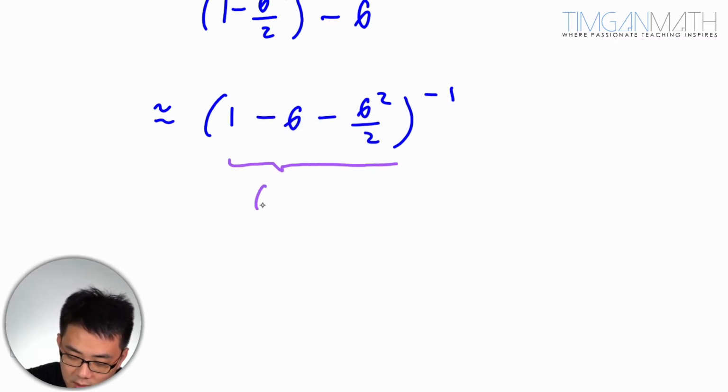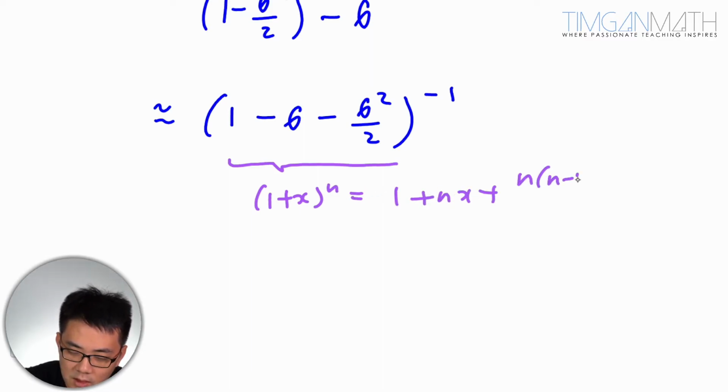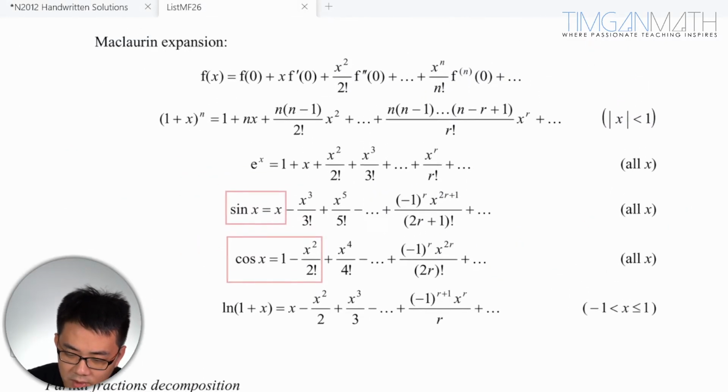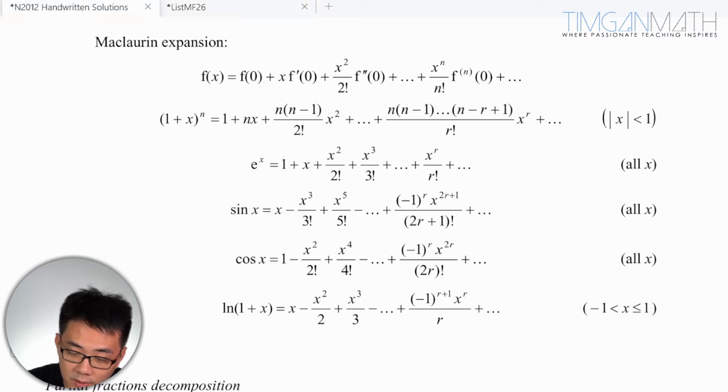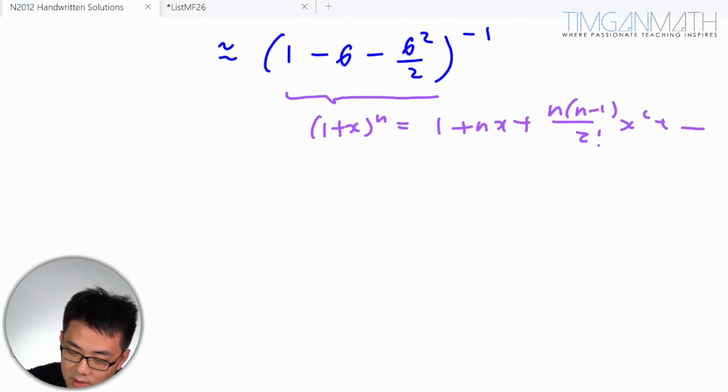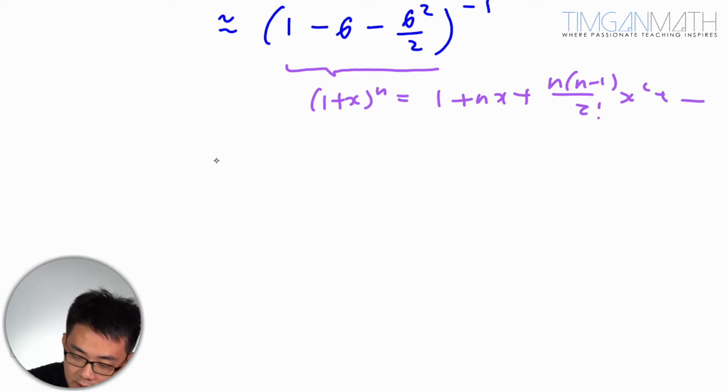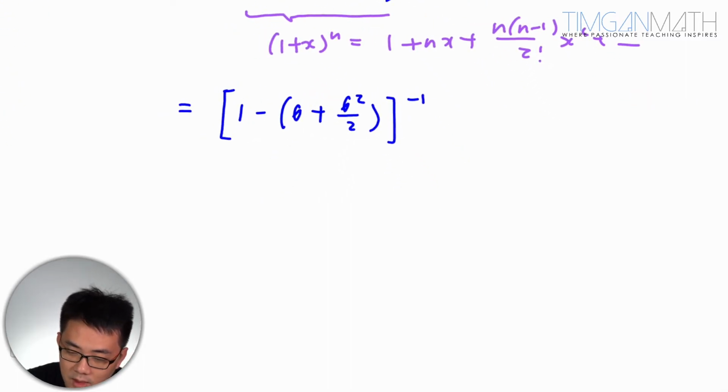What we need is to segregate this, using 1 plus x to the n equals 1 plus nx plus n(n-1) over 2 factorial x squared. This is from MF26. If you look at MF26, you have this power series that you can use, so I'm going to use that over there. In this case, we just separate the x there. This is 1 minus theta plus theta squared over 2. This is my x here.